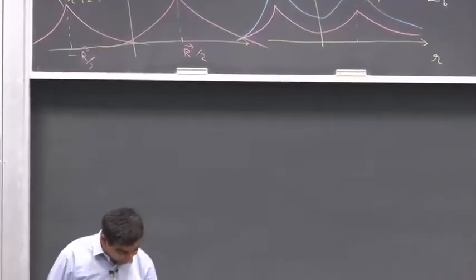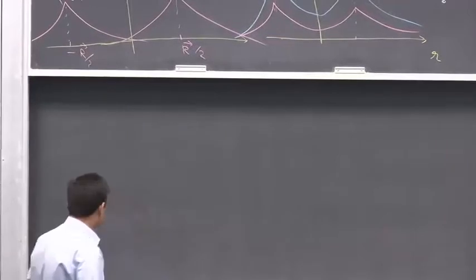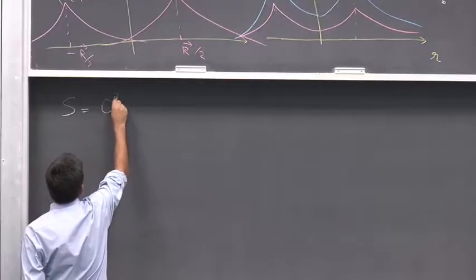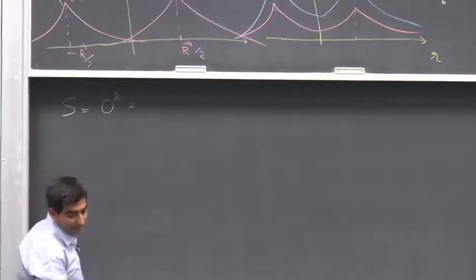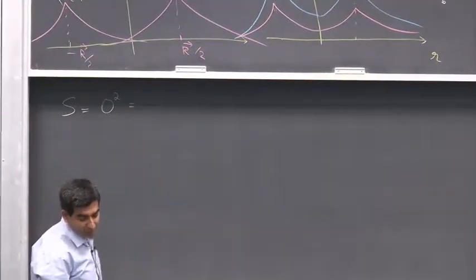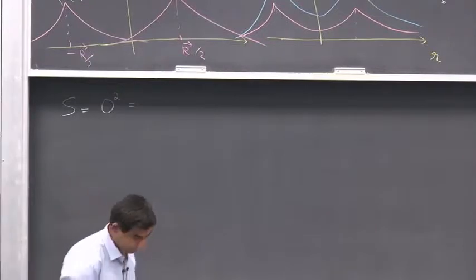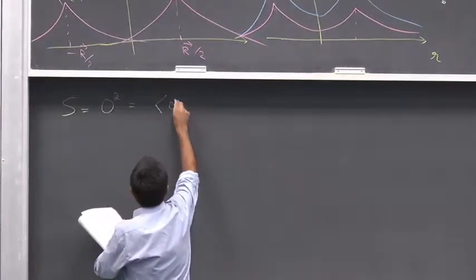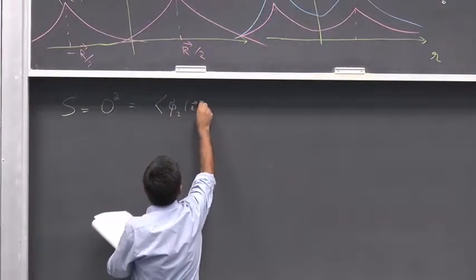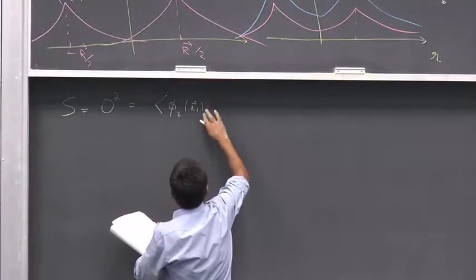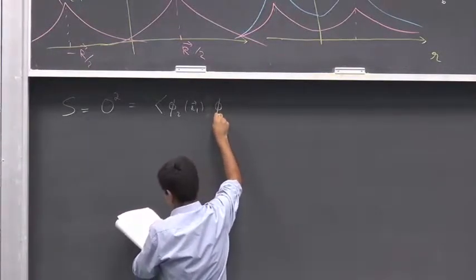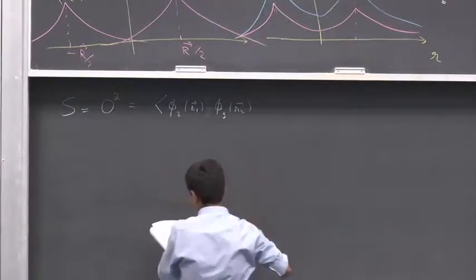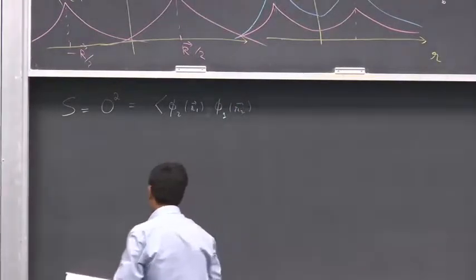So this S that you find over here is O squared, and it's given by, this is like a double overlap, phi 2(R1) phi 1(R2), or if you want to write it like this.